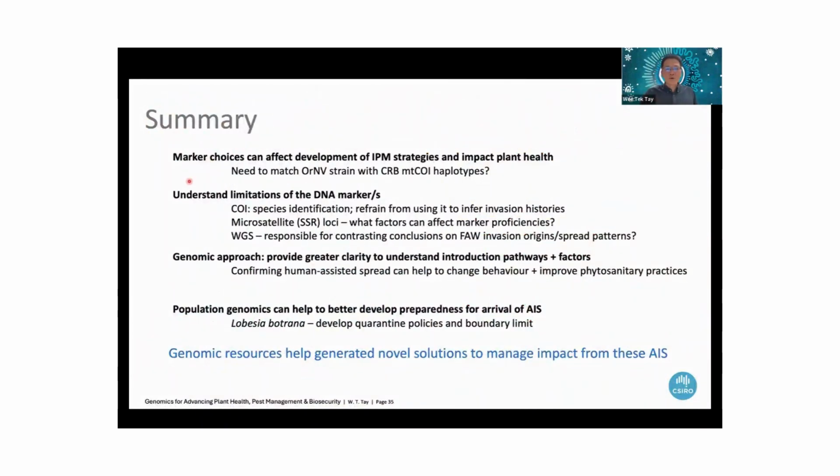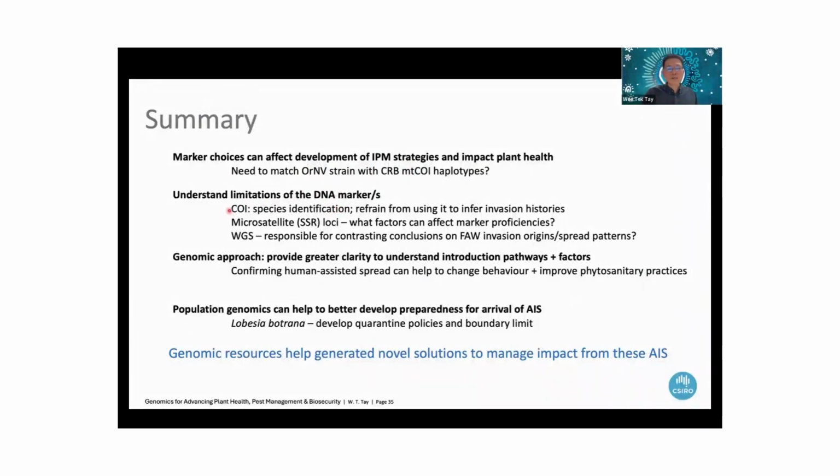choices are very important. They can impact IPM strategies and ultimately impact plant health. And we can look at the example from the rhinoceros beetle. Do we really need to match the virus with the mitochondrial DNA haplotypes, or do we introduce as wide a genetic diversity as possible and let nature do its selection for us? Understanding the limitation of the marker is very important.